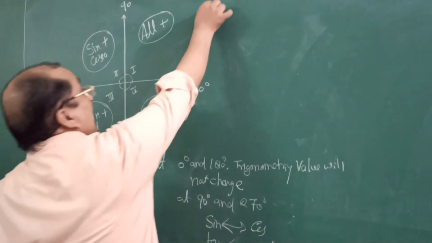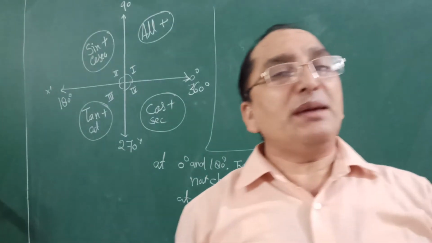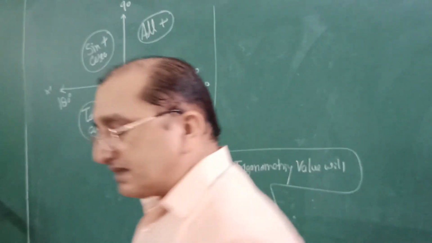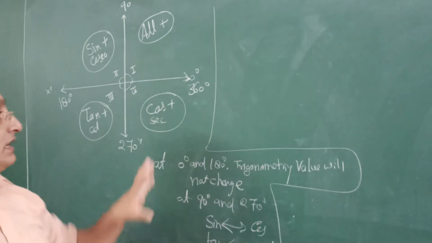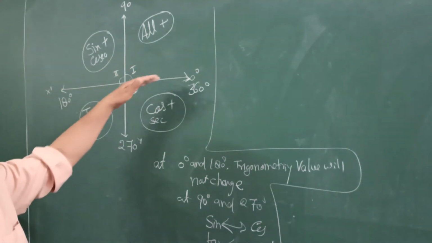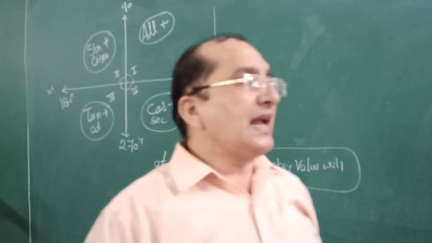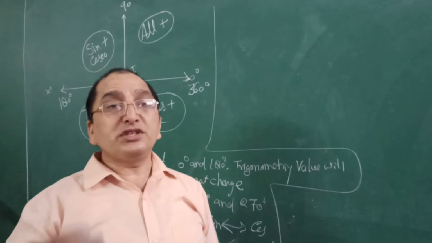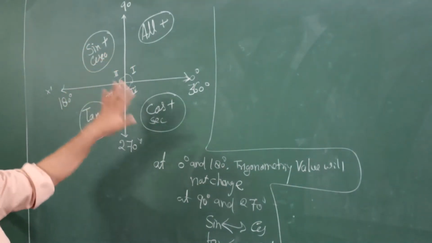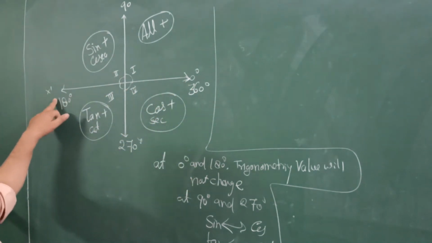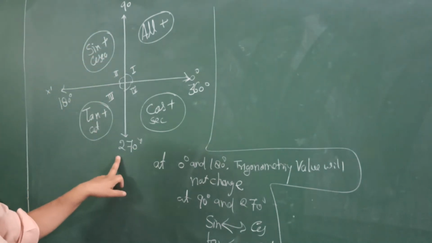So we have to form some formulas which are given in your 10th class books also, and you have studied these formulas in the 10th class. But now we will learn these formulas with the help of only this one graph that we have made. First of all, we will put the four parts of the quadrant system: 0 to 90, 90 to 180, 180 to 270, 270 to 360. After that, after school to college, we have to learn these things. One more thing: at 0 degree and 180 degree the trigonometric value will not change, but at 90 degree and 270 degree the trigonometric value will change.